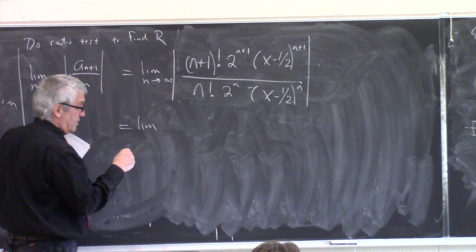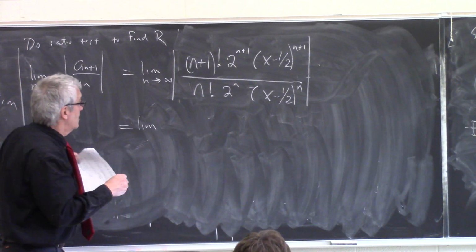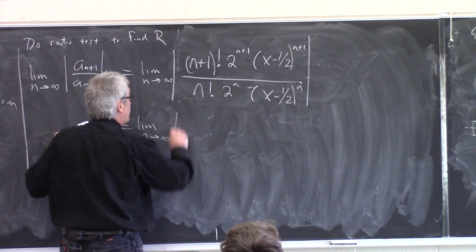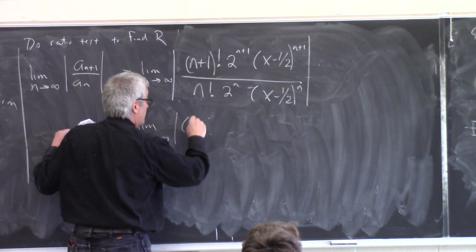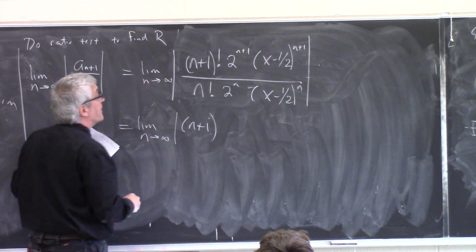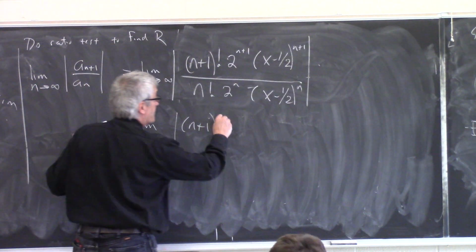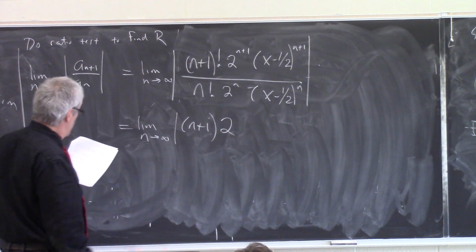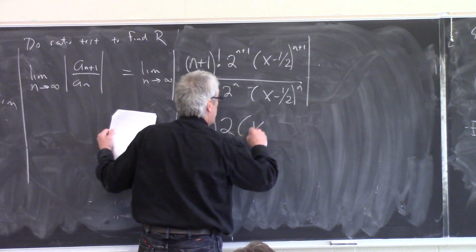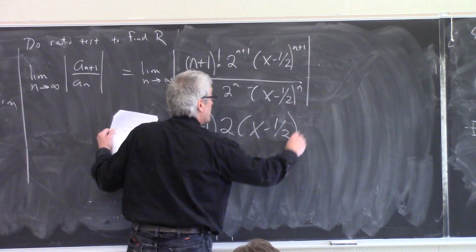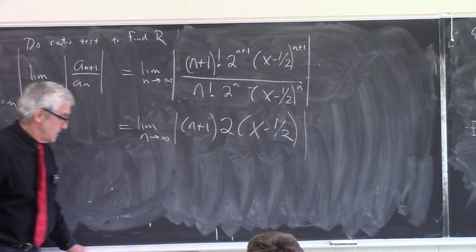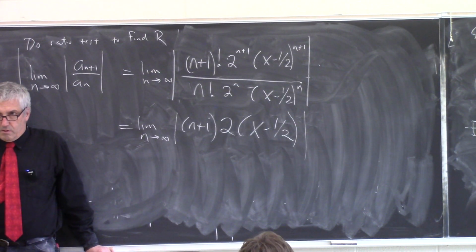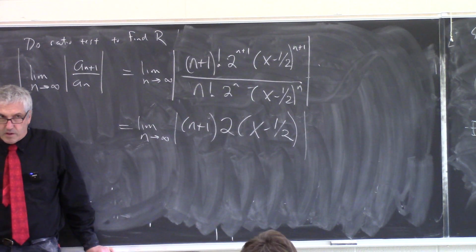Was there a comment? So I just have absolute value of n plus 1. 2 to the n plus 1 over 2 to the n is just the number 2. And then x minus 1/2. Now, who has an idea of something we can do here?